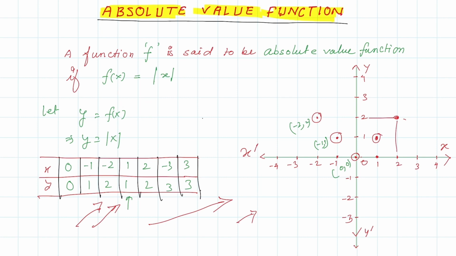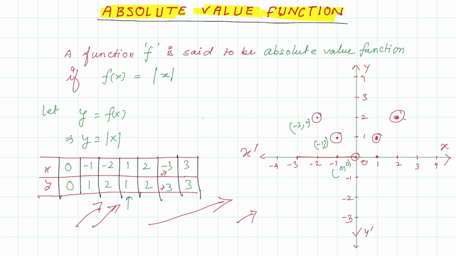2 comma 2, this is 2 comma 2. Then next let us plot 3 comma 3, minus 3 comma 3. This is minus 3 comma plus 3. So this is minus 3 and this is plus 3, isn't it? So here is the point.